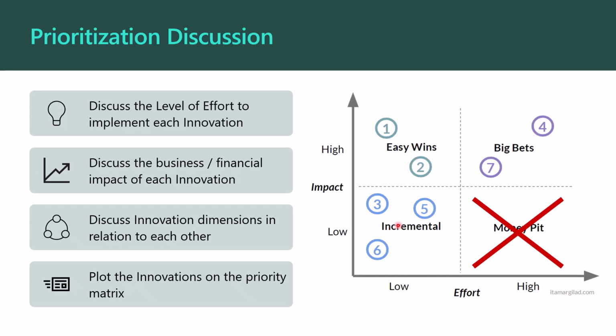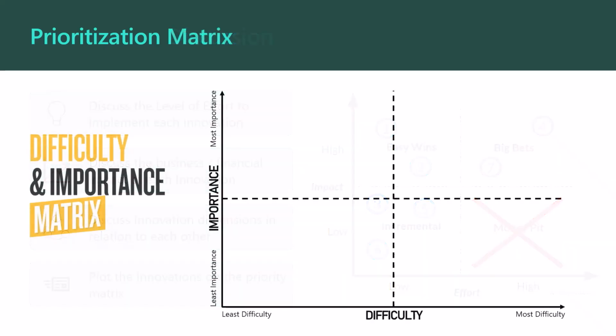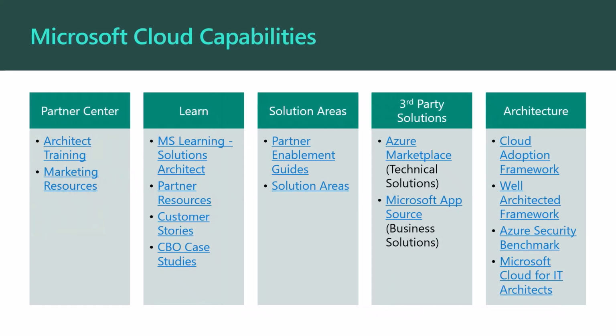And this is a conversation you have with the customer to figure out, okay, here's how we've mapped the different innovations. Let's figure out what makes sense to go tackle right now. And again, this is why I say we should have more than one topic area during the workshop, because if we just have one, it's hard to see without it being related to another what its actual priority is. So here's another way to kind of look at it: difficulty versus importance. It's the same kind of idea.